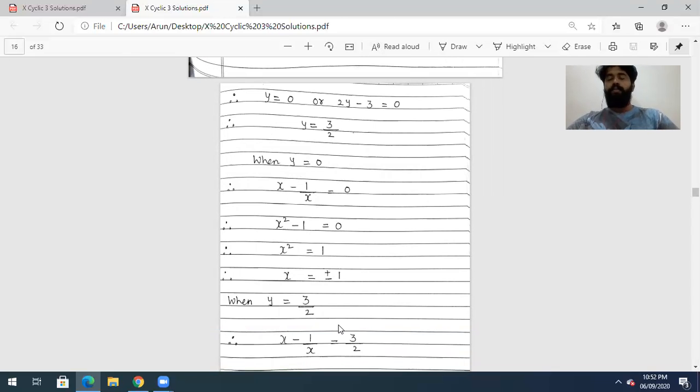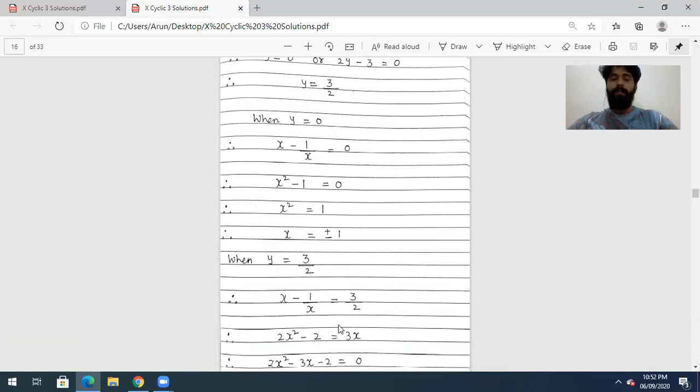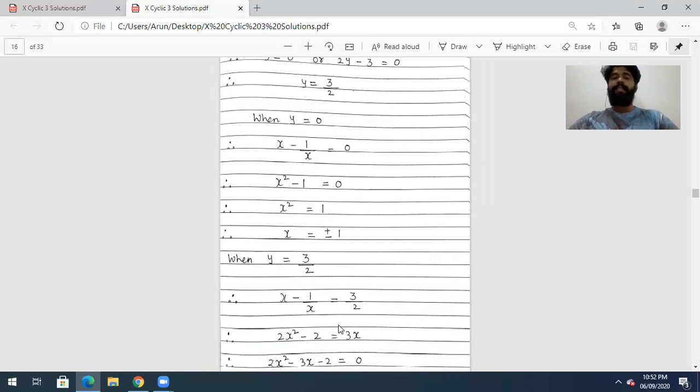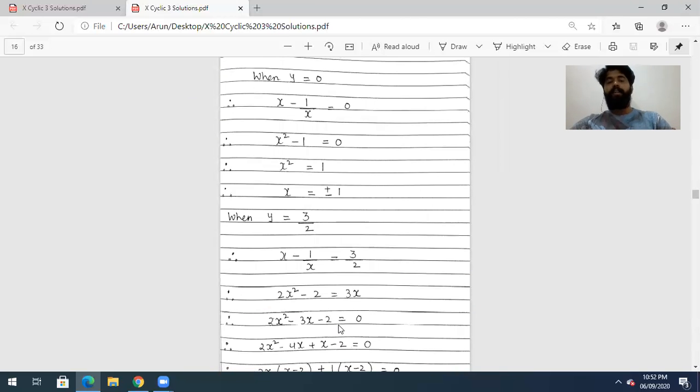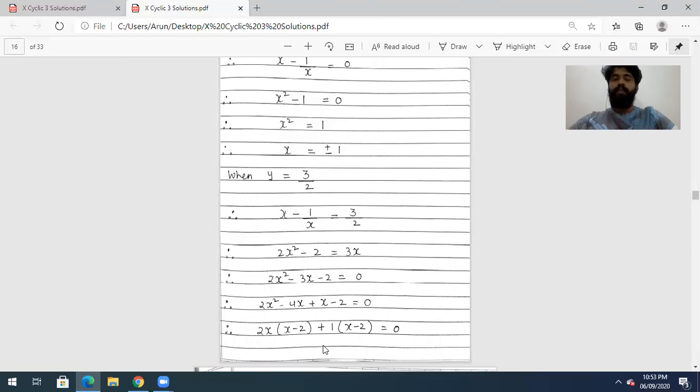Then when y is equal to 3 by 2, x minus 1 upon x equals 3 by 2. When you take the LCM and cross multiply, we get 2x² minus 2 is equal to 3x. All the terms on one side. So 2x² minus 3x minus 2 equals 0. Splitting the middle term, product has to be minus 4, sum has to be minus 3. So the factors are minus 4x and x. So 2x² minus 4x plus x minus 2 is equal to 0.